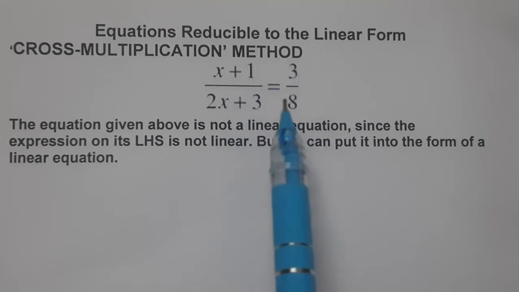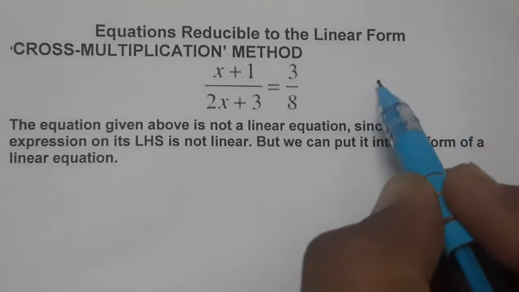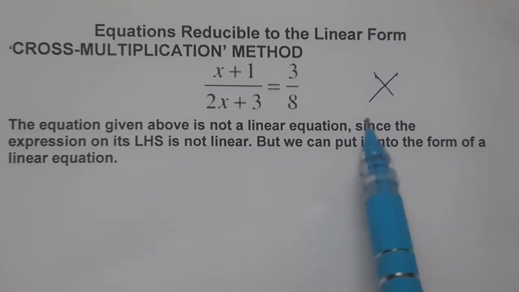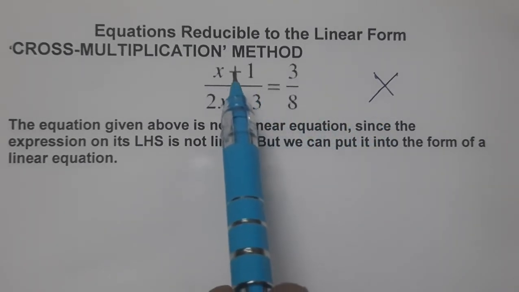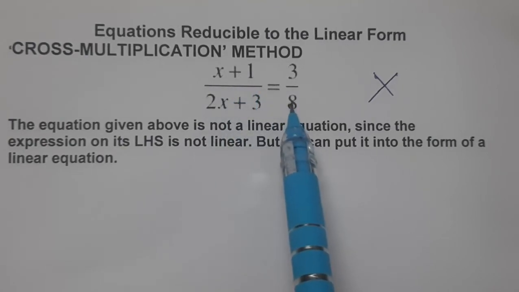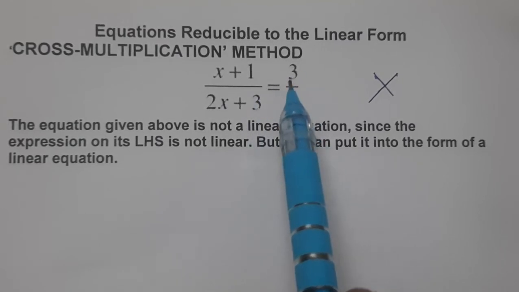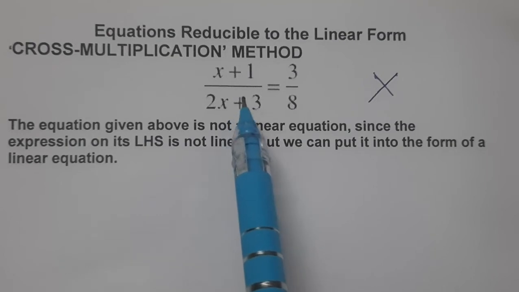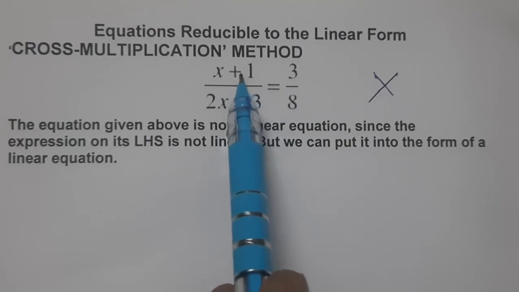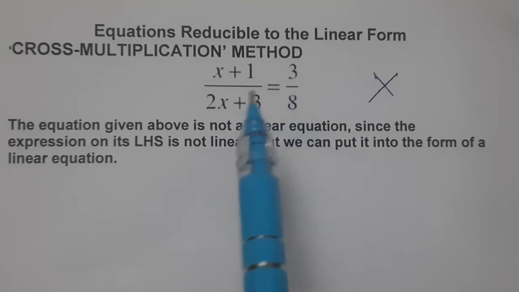Cross multiplication means just like multiplication. What is the symbol of multiplication? Cross, like this, is the symbol of multiplication. So cross multiplication means we will multiply the numerator of this fraction with the denominator of the other fraction, and the numerator of this fraction with the denominator of the first fraction. This method is called cross multiplication because we are multiplying in the cross way. This to this, x + 1 to 8 and 2x + 3 to 3.